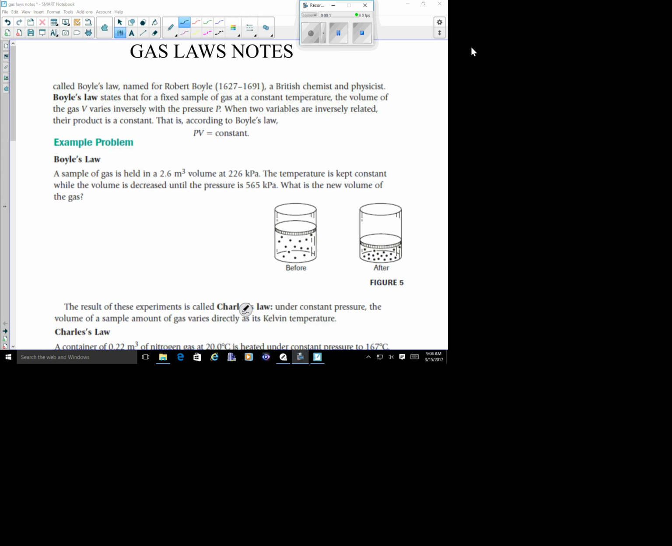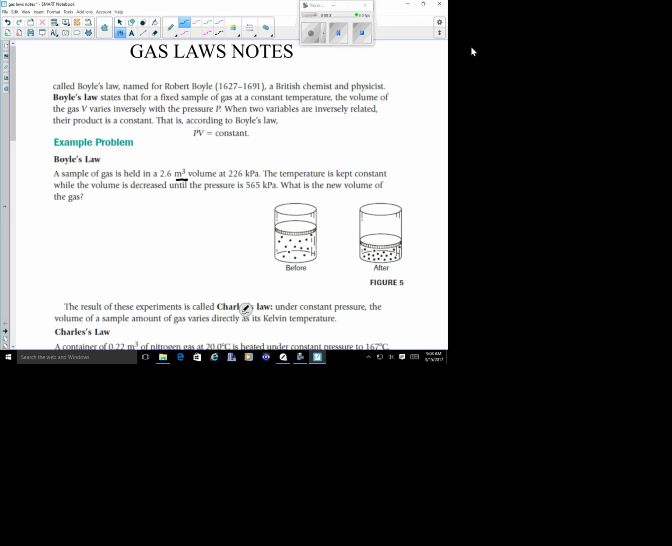Boyle's Law says that anytime you multiply the pressure and the volume of a gas, it's always going to stay constant. So if you change one of those two things, once again, the number is always going to be constant. So let's look at this. Got a sample of gas held at 1.2 cubic meters. Well, let's talk about what that cubic meters is going to be. That's going to be your volume.